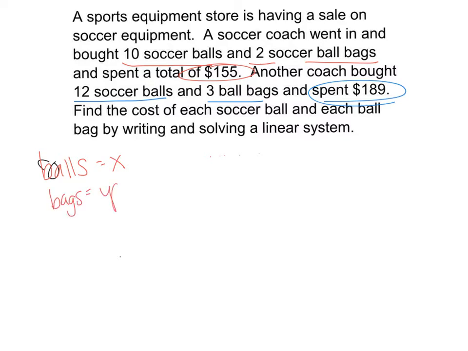So let's take coach number 1. He bought 10 soccer balls. That means he bought 10x, plus he bought 2 ball bags, so that's 2y, and he spent $155. There's our first equation. Now, let's take the second coach. Second coach bought 12 soccer balls, so he bought 12x plus 3 ball bags, so he bought 3y, and he spent $189. All right, now we have our linear system written.